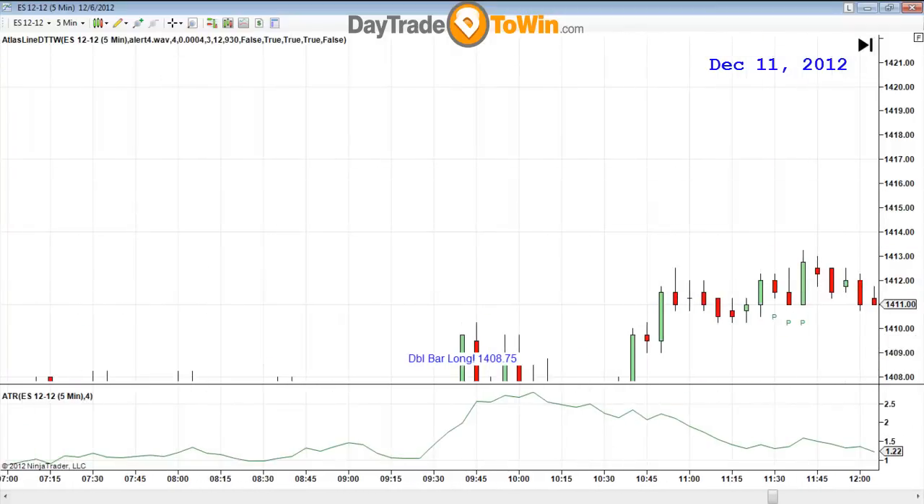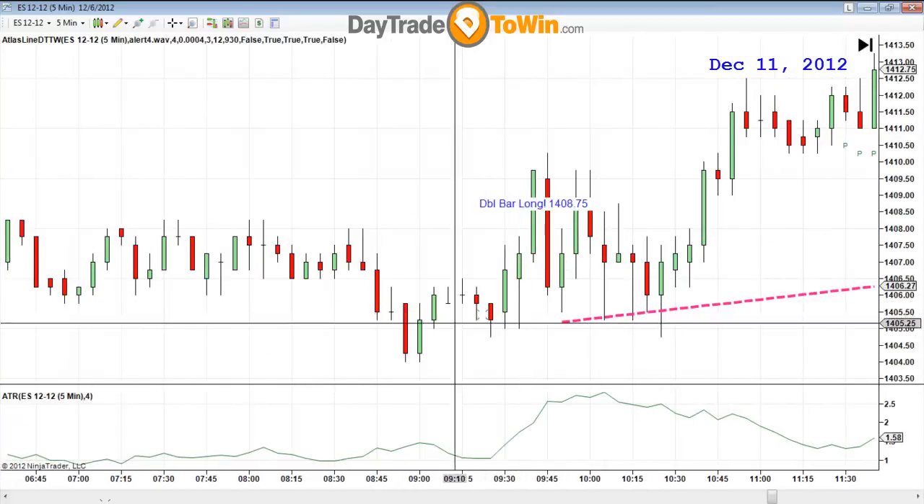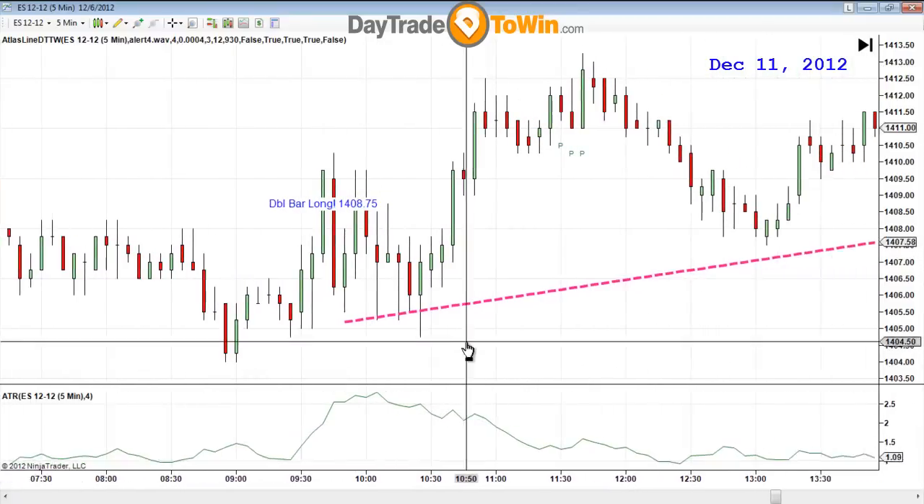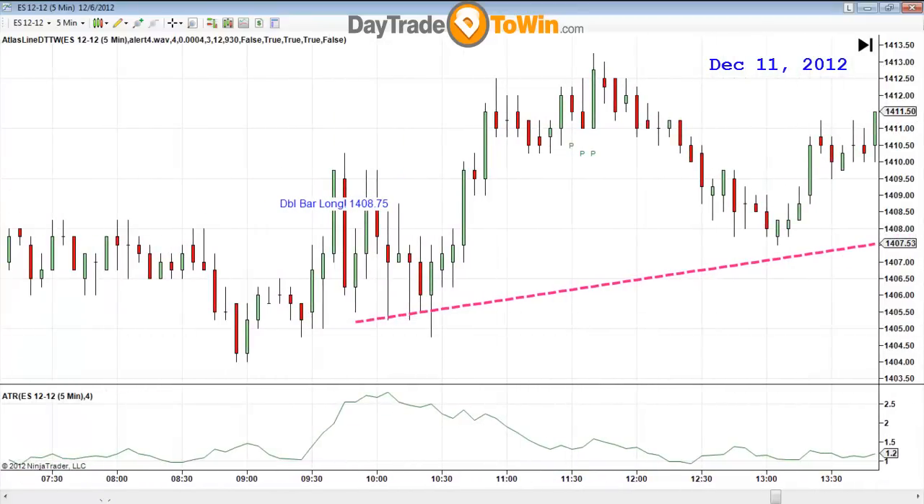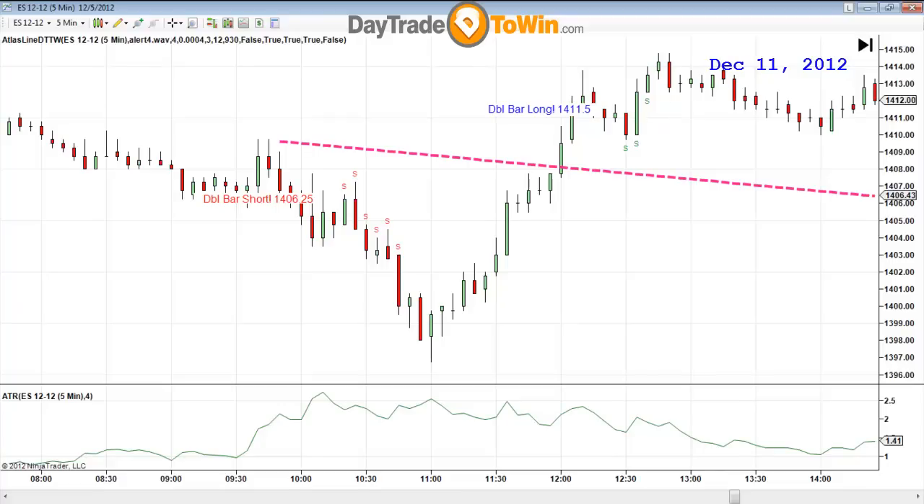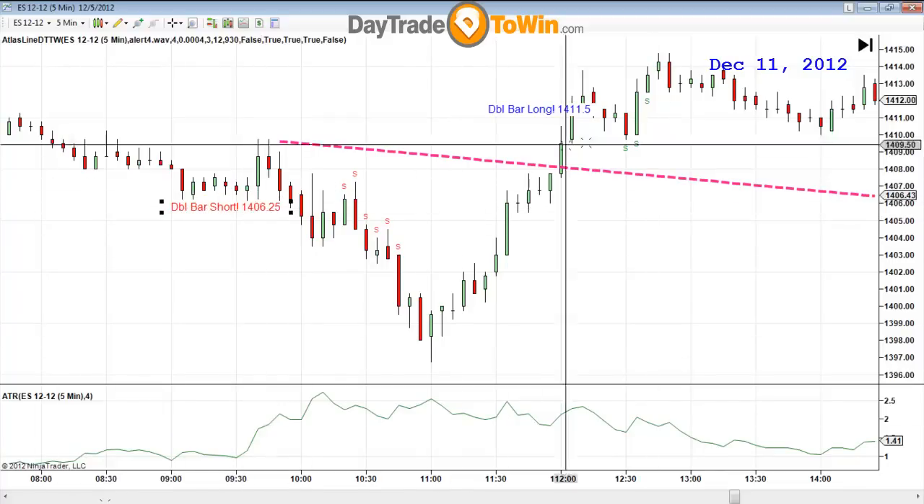Here's another example with the Atlas line. Here's a 14.08.75 long. And here's another one. Here, this is December 5th, to go short, to go long.